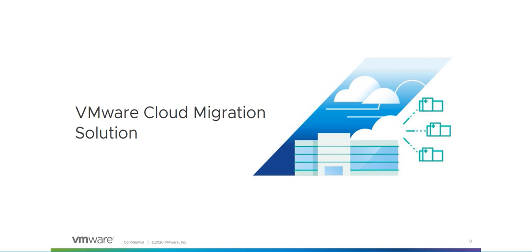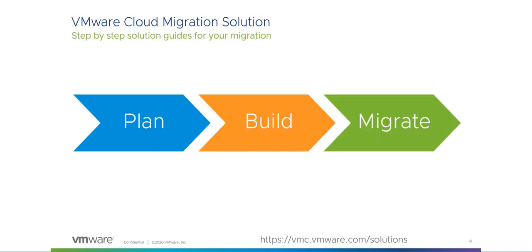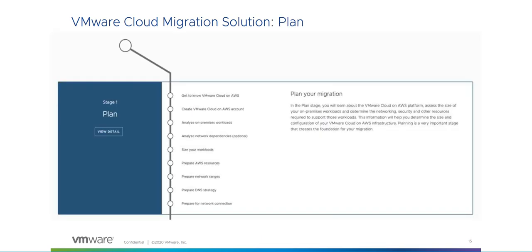This is one of the ways that we modeled this solution, is to leverage it as a step-by-step process from the plan to the build to the migrate process, all the way through the step-by-step plan. So if you want to learn a little bit more around the solution itself, you can go to the URL, vmc.vmware.com/solutions, and it'll help you walk through some of the screenshots that I'm about to show you right now.